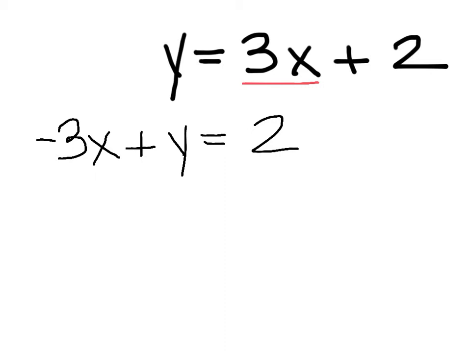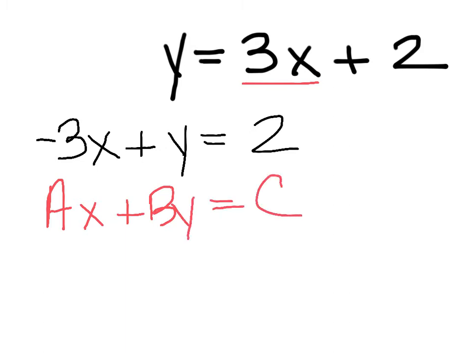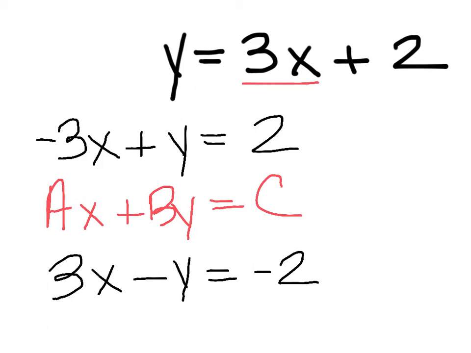You cannot have a negative a value. When I say a value, I mean the standard form is ax plus by equals c. That is from yesterday. If you do have a negative a term, you must change the sign of everything in the equation. So you will come up with 3x minus y equals a negative 2.